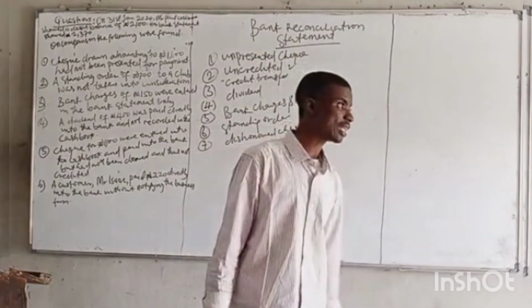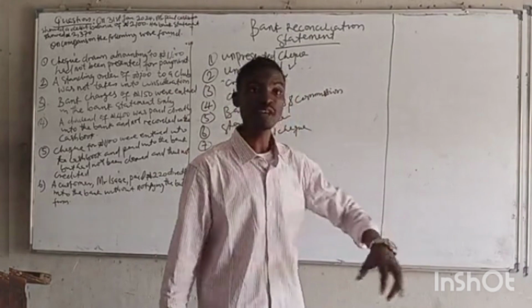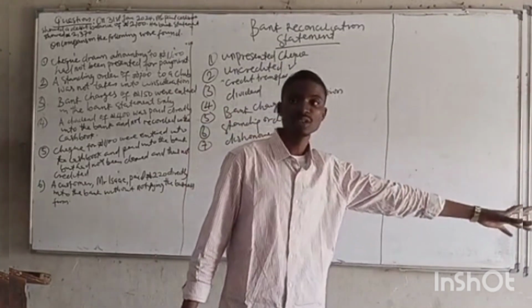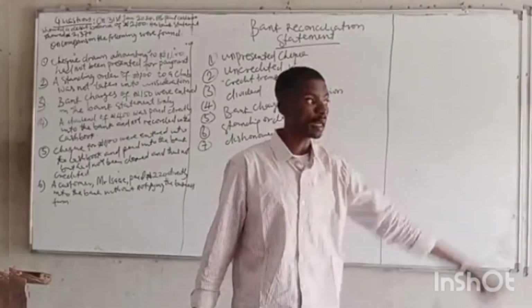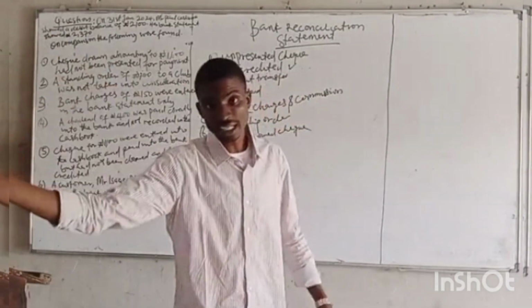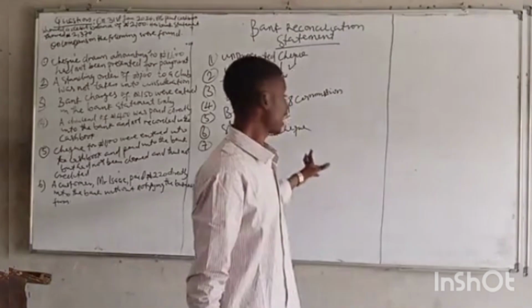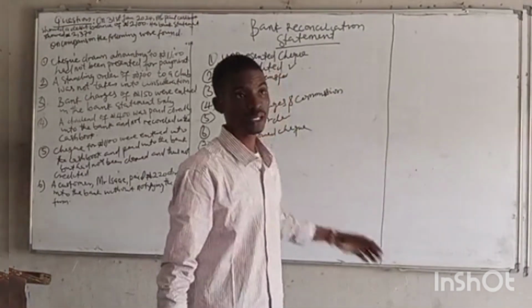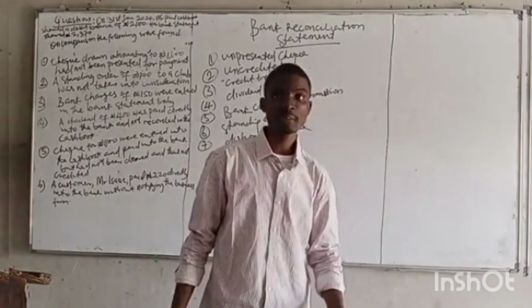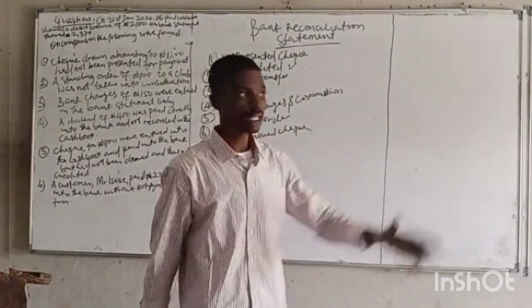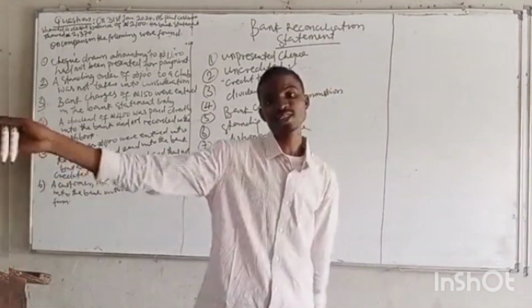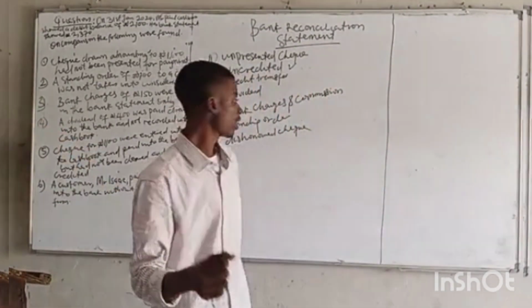Therefore, the effect is that the business has already debited their cash book and paid the check into the bank, and the bank returns the check. So the entry now will be that the business deducts it from the cash book by crediting the cash book, so that the balance of the bank statement and the balance of the cash book will be equal.